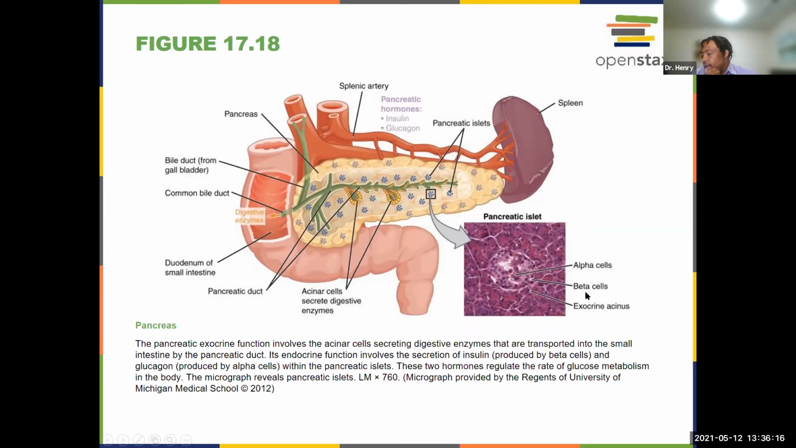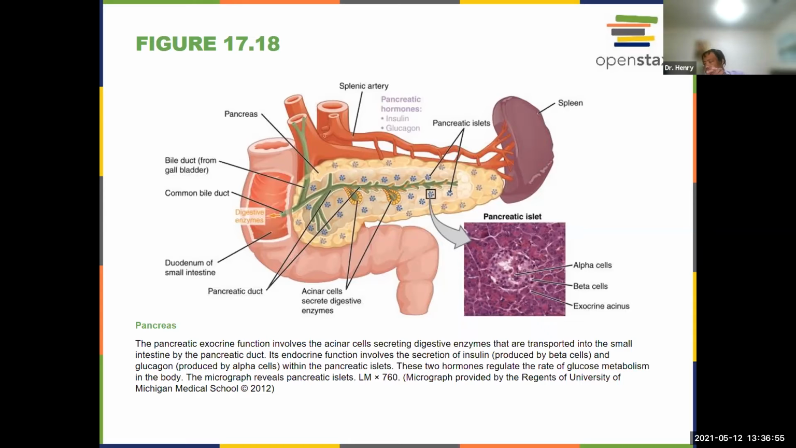The alpha cells are going to be responsible for making your glucagon. Glucagon plays a role in your blood glucose level. In the case of low levels of glucose, it stimulates its release. And then your beta cells are going to be responsible for making insulin. If your blood glucose level is high, it stimulates the release of insulin.